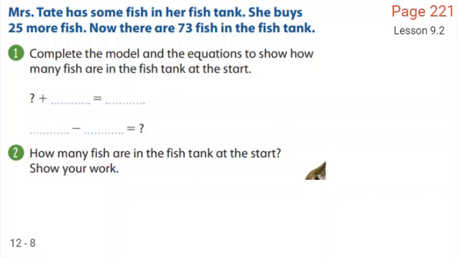I'll give you some help with this, to read through it and to pick out some key information. Mrs. Tate has some fish in her fish tank. She buys 25 more fish. Now there are 73 fish in the fish tank. Number 1. Complete the model and the equations to show how many fish are in the fish tank at the start. Okay, next one. How many fish are in the fish tank at the start? Show your work.